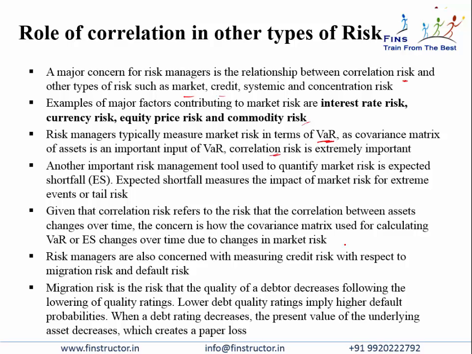Risk managers are also concerned with measuring credit risk with respect to migration risk and default risk. Migration risk is the risk that there is a downgrade, or the quality of a debtor decreases following the lowering of quality rating. Lower debt quality implies higher default probabilities. So when a debt rating decreases, the present value of the underlying asset decreases, which creates a loss, even though the asset may be standard.